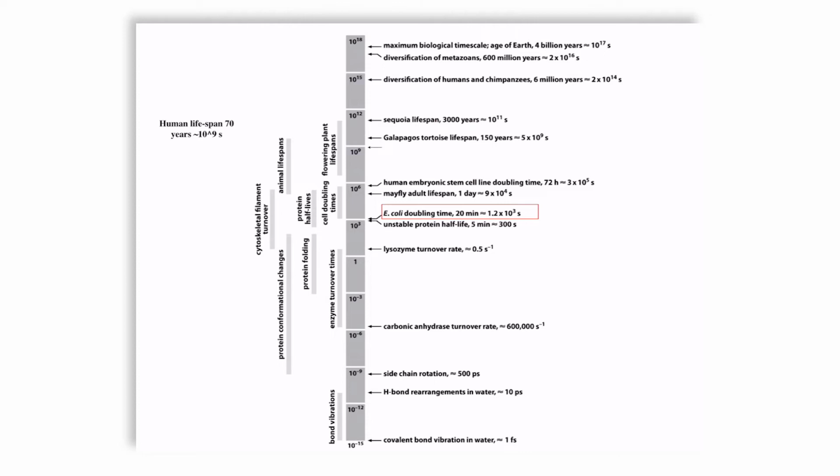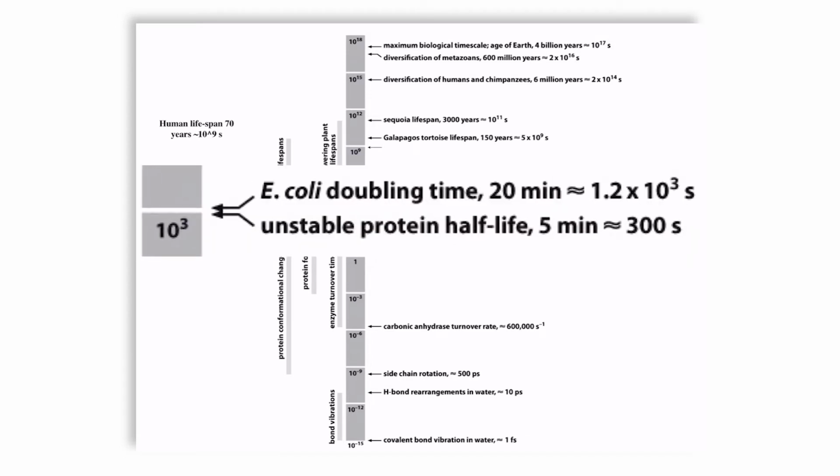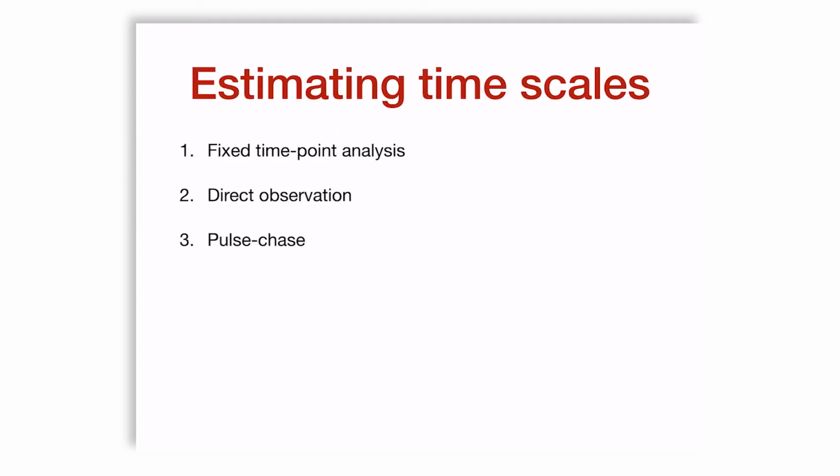Lysosomes turnover rate is 0.5 per second. And then we go faster and faster and faster, with the smallest times being covalent bond vibrations in water of 1 femtosecond, 10 to the power minus 15. So knowing this, at the cellular scale, the time scales we're interested in are typically in the range of 10 to the power 3.